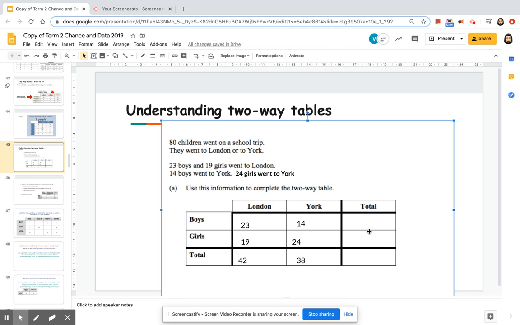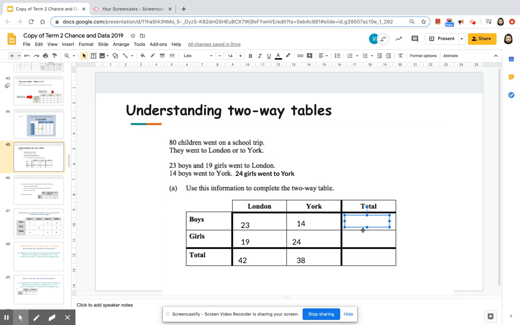Now, this column over here on the right is still incomplete. So what I have to do to complete it is go across the rows. So 23 plus 14 equals 37. So the number 37 belongs in that box.